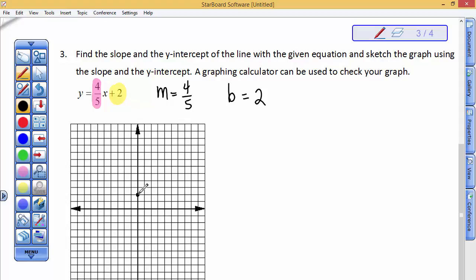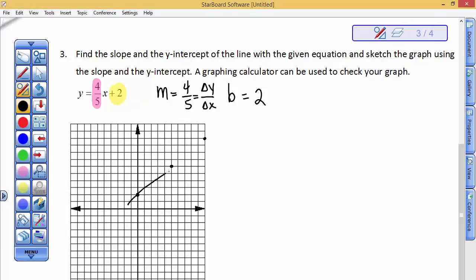Remember, the slope is the change in y over the change in x. So I'm going to go up 1, 2, 3, 4, and then I'm going to go to the right 1, 2, 3, 4, 5, and I can graph that line. So again, up 1, 2, 3, 4, and then to the right 1, 2, 3, 4, 5. And I can graph that line.